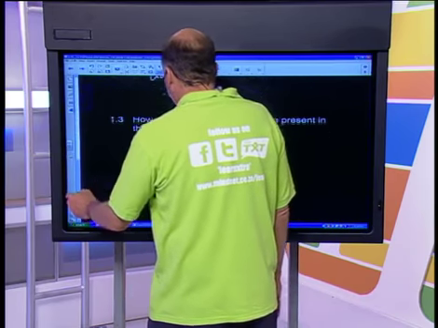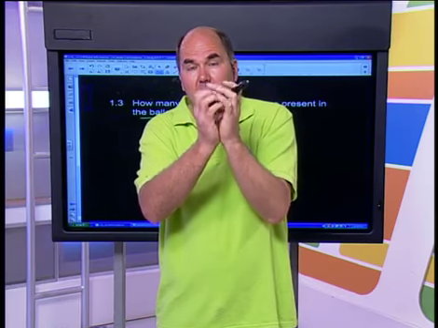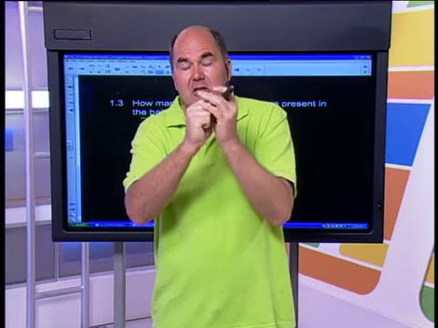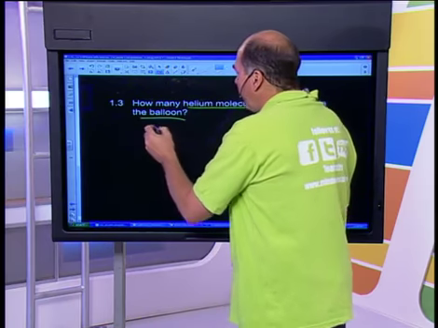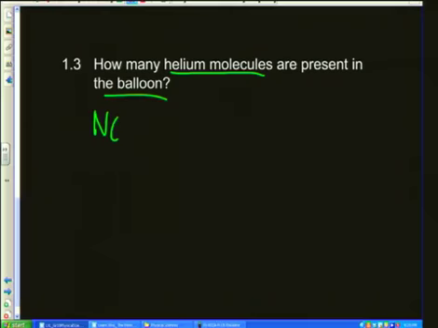Okay, let's move on. We want to do the third link, and it says to us, how many helium molecules are present in the balloon? Now, this isn't a trick question. Remember, every molecule of helium is actually an atom of helium. So we recognize that if we can find the number of helium atoms, then we've found the number of molecules.